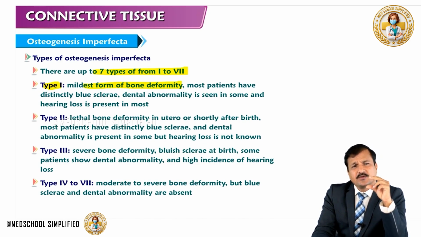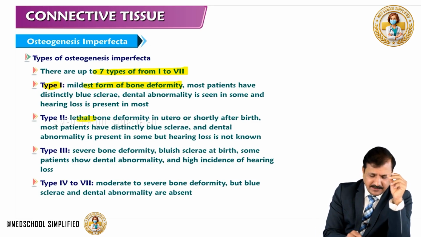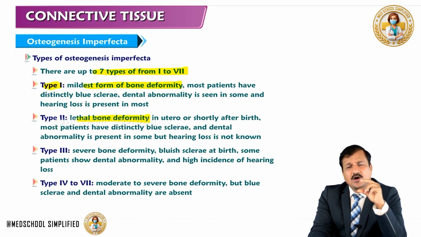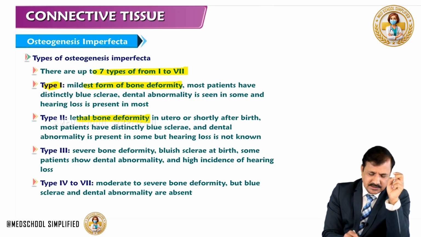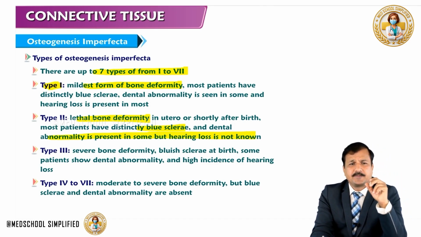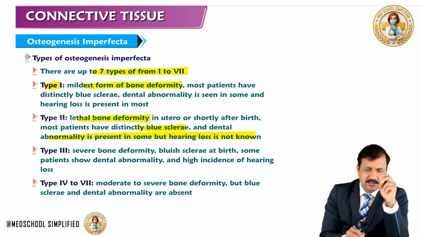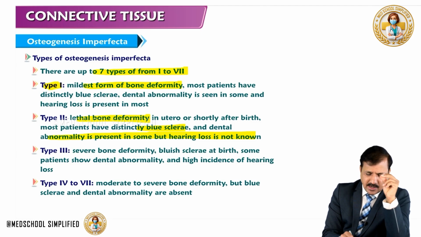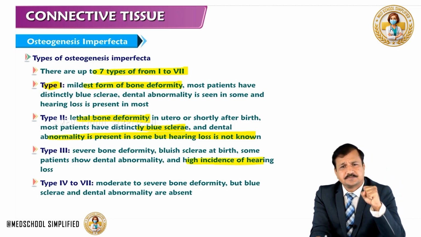Type 2 patients have a lethal bone deformity, and this can be in utero or shortly after birth, and most patients have distinct blue sclera. Dental abnormality is present in some, but hearing loss is not known in type 2. Type 3 patients show severe bone deformity and bluish sclera at birth, some patients show dental abnormality, and they have a high incidence of hearing loss.